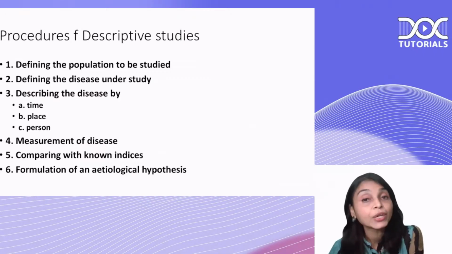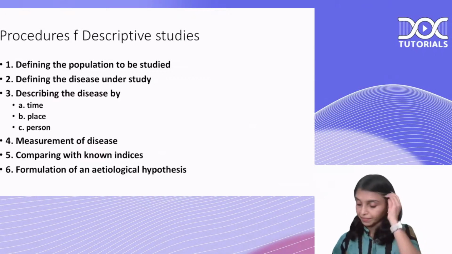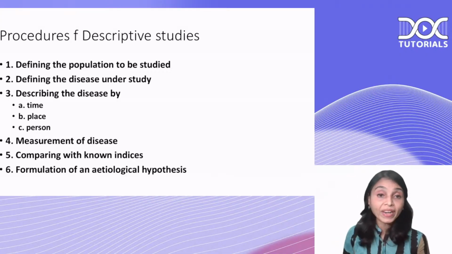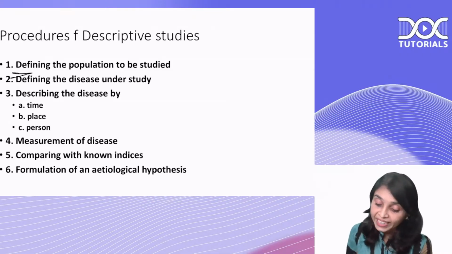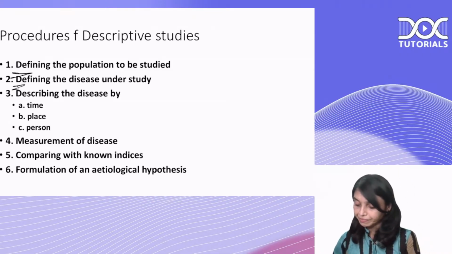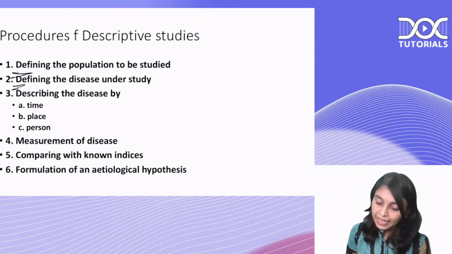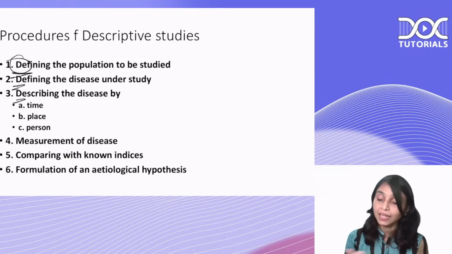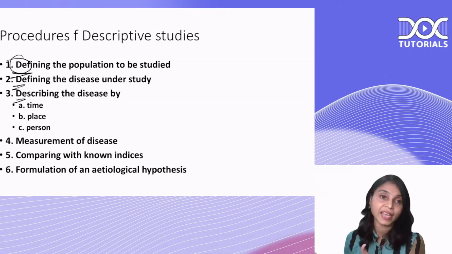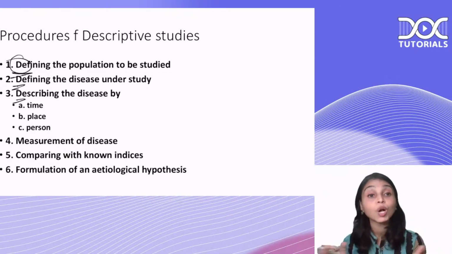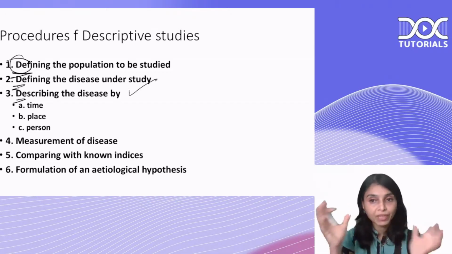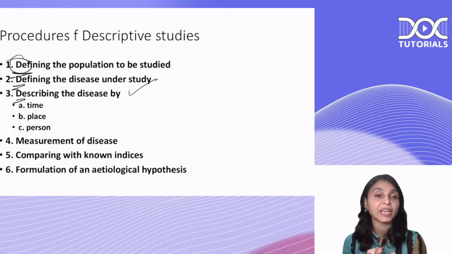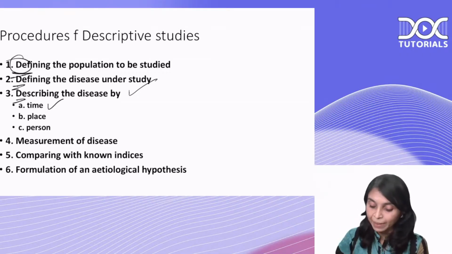What are the steps in doing a descriptive study design? One is defining the population to be studied. Then defining the disease under study. Then describing the disease. First, you have to define the population to be studied, which is the population you're studying, like I said, people in city X. Defining the disease: which is the disease? COVID. Then you describe the disease. After taking those 100 patients, you describe them in terms of time, place, and person.